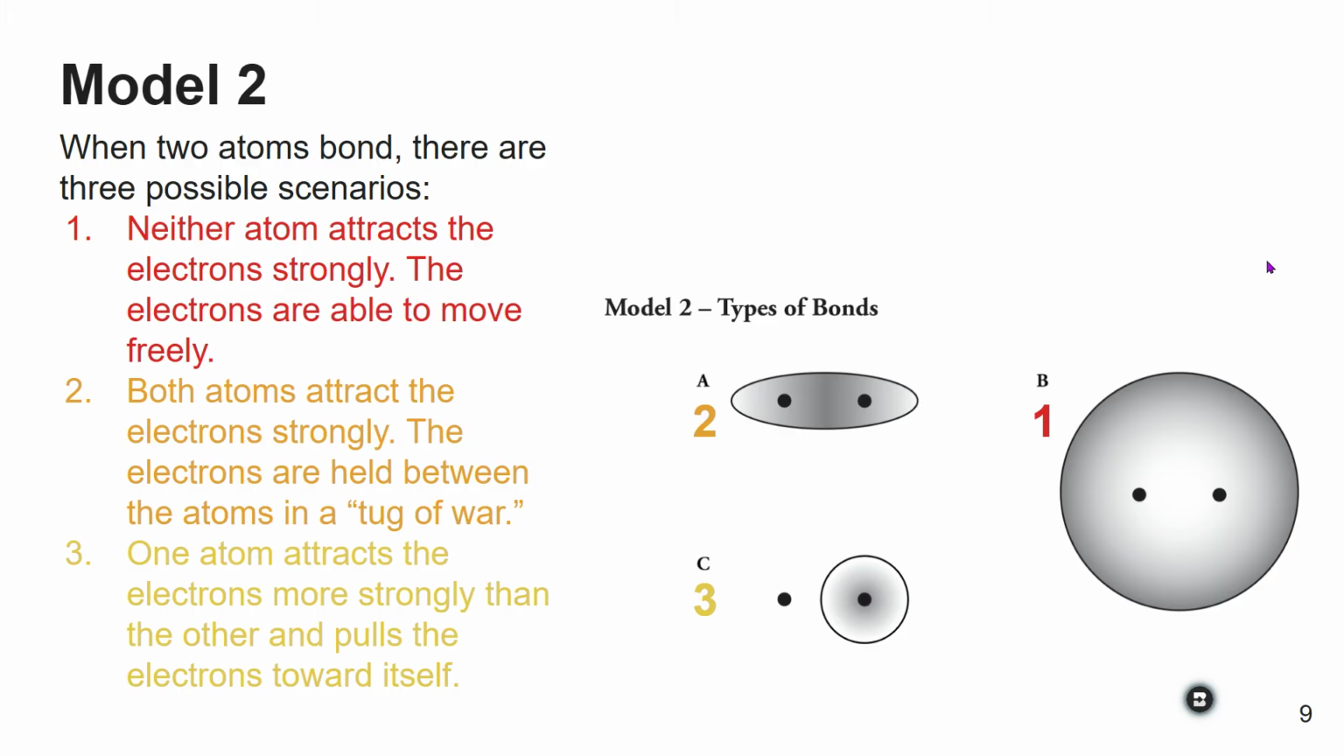Lastly, in B, you see the two nuclei and the really large electron cloud or orbital, where no one seems to be pulling or caring what's happening with the electron. And so there is sharing, but truly it's very loosely done. So that matches up with description 1. Okay, let's move on.